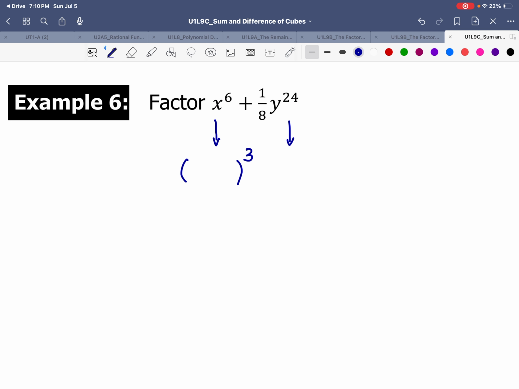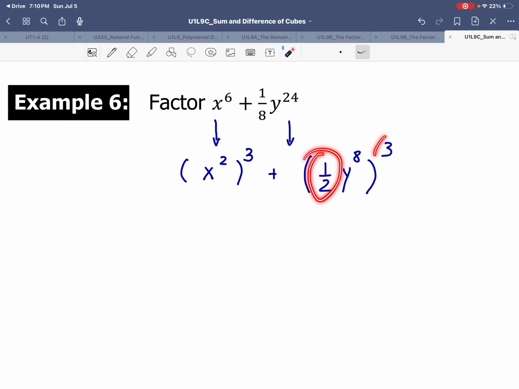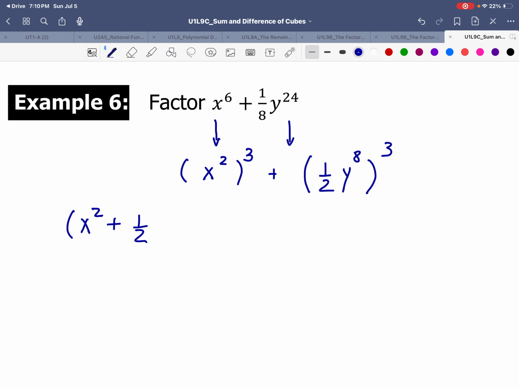So we can write x6 as x power 2 to power 3. And we're going to write 1/8 of y24, so y will be 24 divided by 3, that's 8, and 1/8 will be equal to 1/2. Remember that 1/2 to the power 3 is 1/8. And now we'll factor. So remember, the first factor is x squared plus 1/2 of y to the power of 8. So whatever you see without these powers.